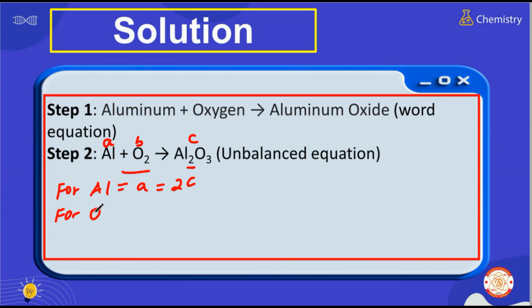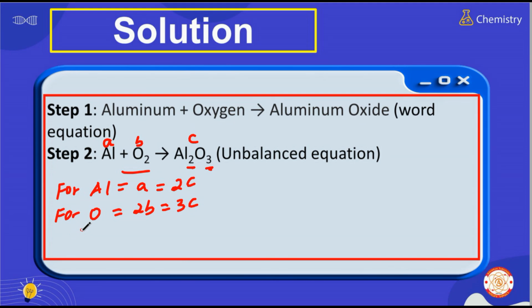For oxygen, how many oxygen atoms do I have on the reactant side? 2. 2B equals, and how many oxygen atoms do I have on the product side? 3, right? 3C.